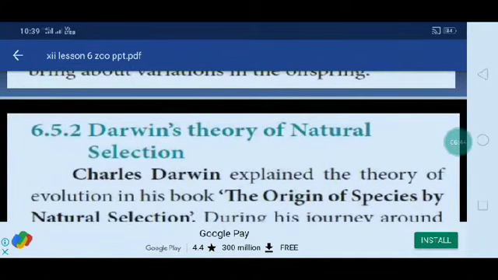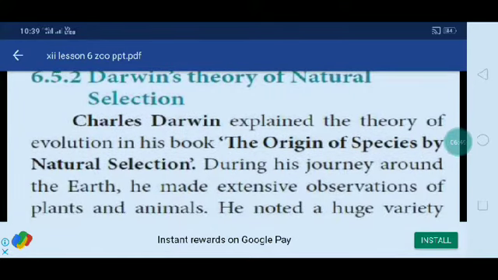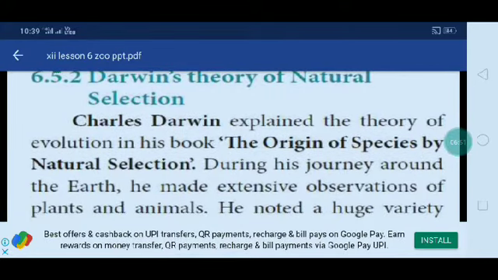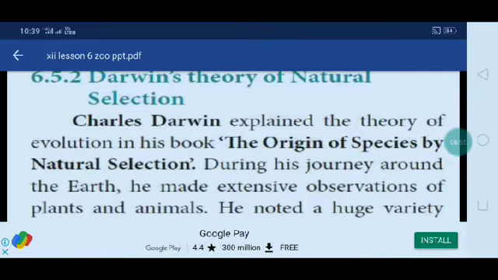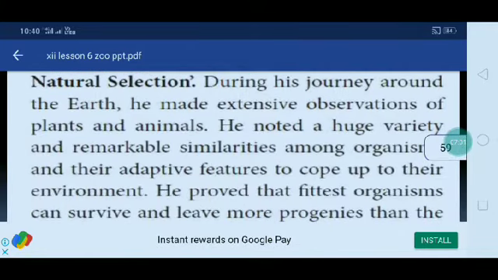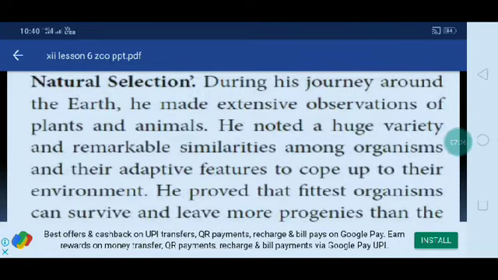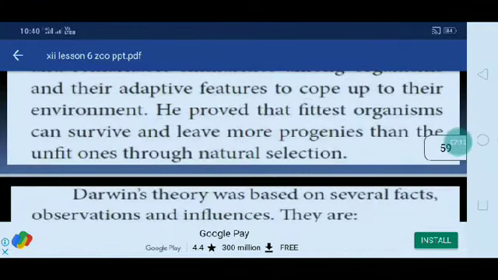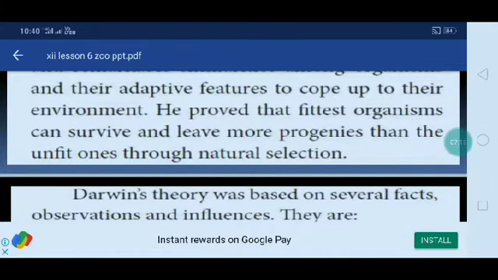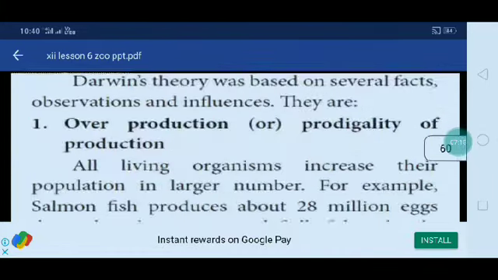Next one is Darwin's theory of natural selection. In the theory, Charles Darwin explained evolution in his book Origin of Species by Natural Selection. During his journey around the earth, he made extensive observations of plants and animals. He noted a huge variety and remarkable similarities among organisms and their adaptive features to cope with their environment. He proved that the fittest organisms survive and leave more progeny than the unfit ones through natural selection.